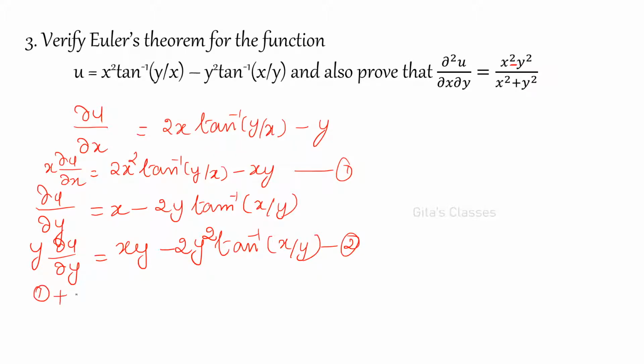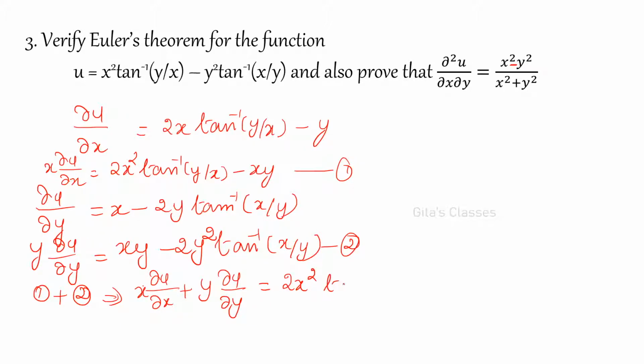So 1 plus 2 will give what? Left hand side is x ∂u/∂x + y ∂u/∂y. You are asked to verify the theorem, so you have to find ∂u/∂x. Okay, you have to differentiate now. If you are asked to find, you need not verify. If it is asked for verification, you have to find ∂u/∂x and ∂u/∂y. So left hand side is this one, right hand side what will you get?